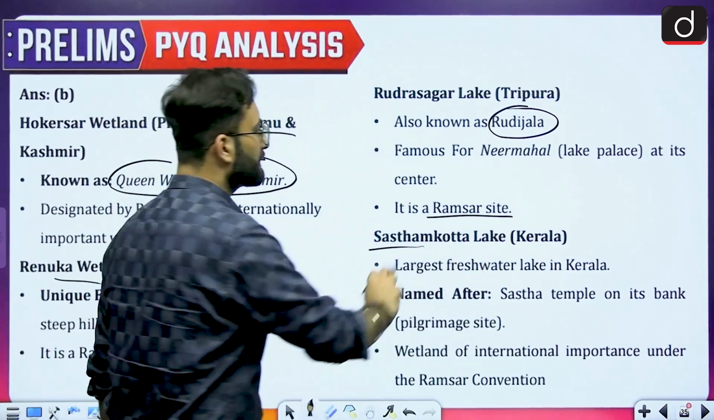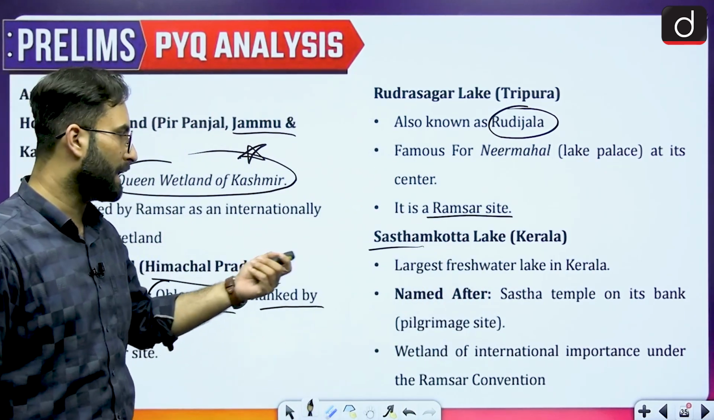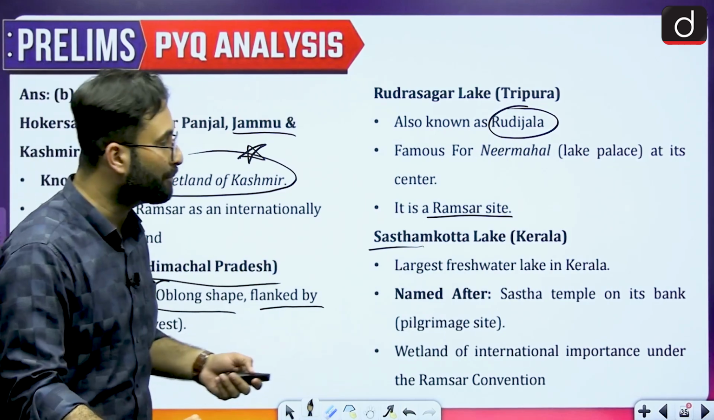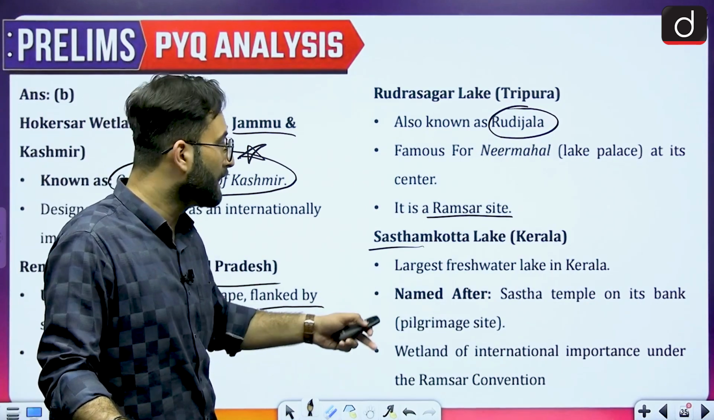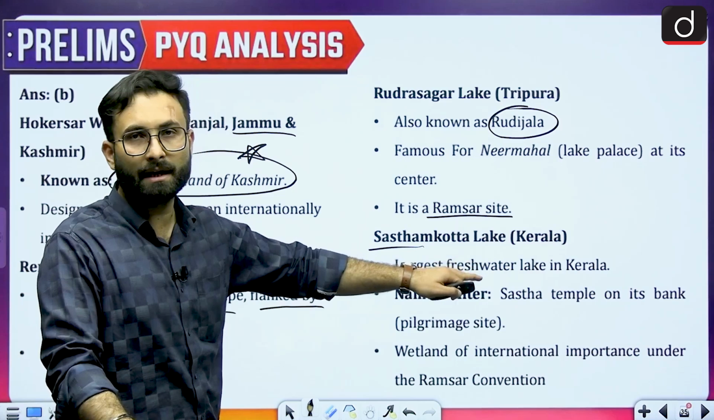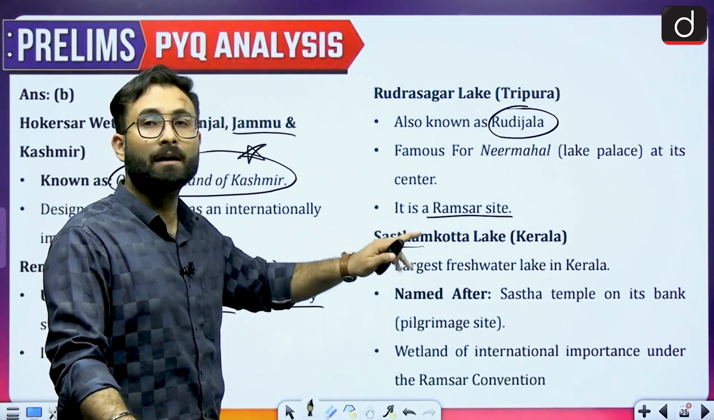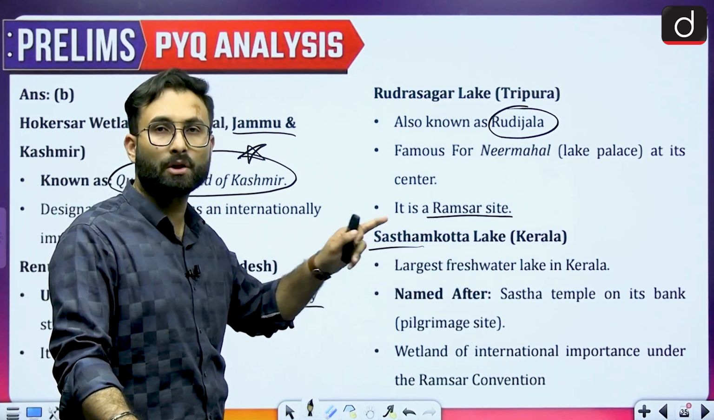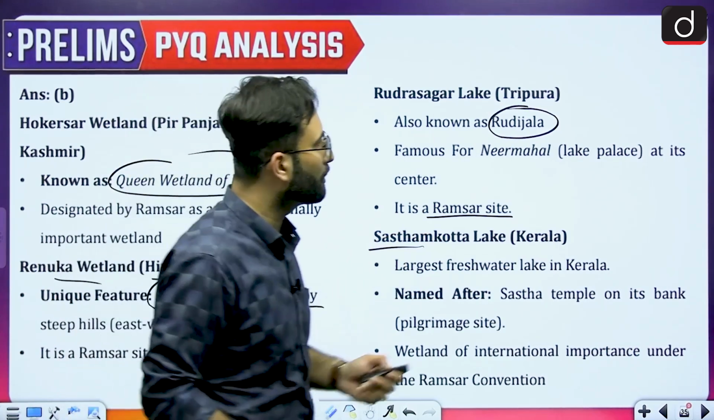Then coming to the next one, Sastam Kotta, that is there in Kerala. It is named after the Sasta temple which is there on its bank, and it is the largest freshwater lake in Kerala. We have also seen Vembanad lake, that is the longest lake. So that is about your 4 lakes.